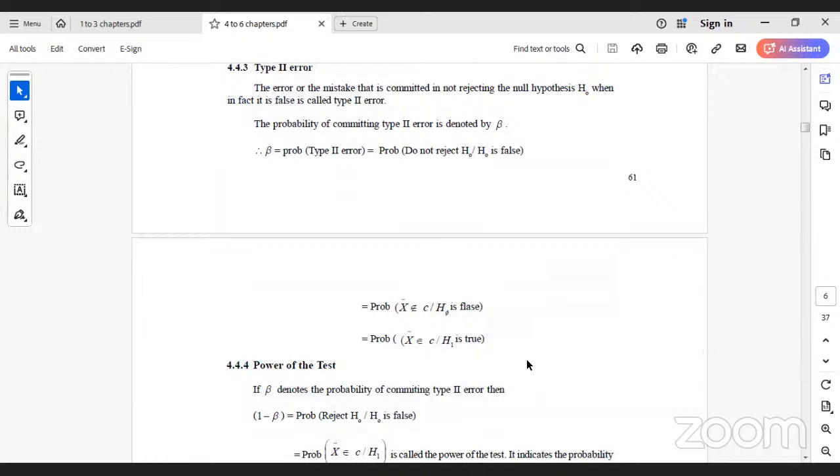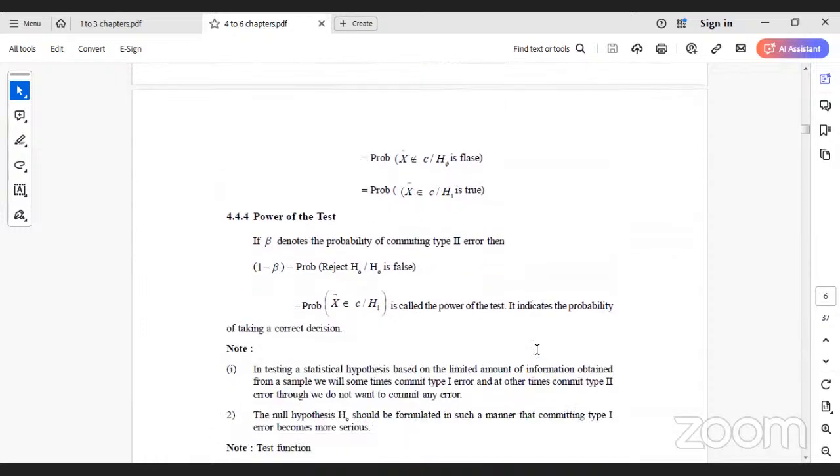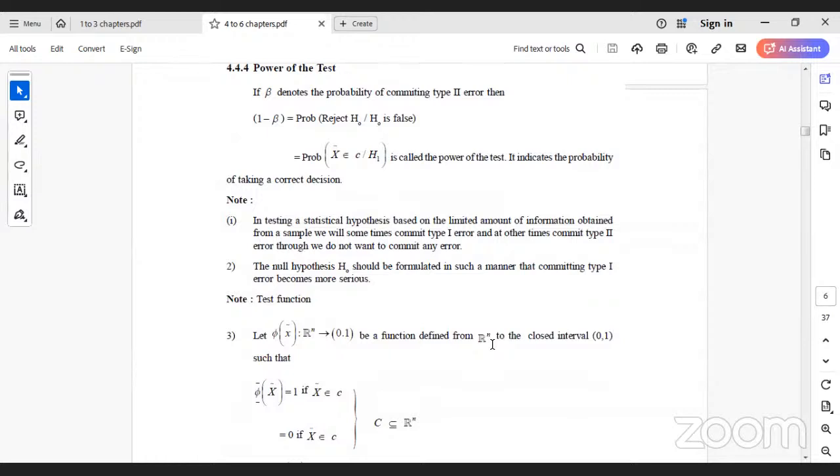So therefore the power of the test we are writing here. If beta denotes the probability of committing the type 2 error, then 1 minus beta is equal to the probability of rejecting H0 when H0 is false, that is, X belongs to C under H1. It is called the power of the test. It indicates the probability of taking the correct decision. Some conditions here.